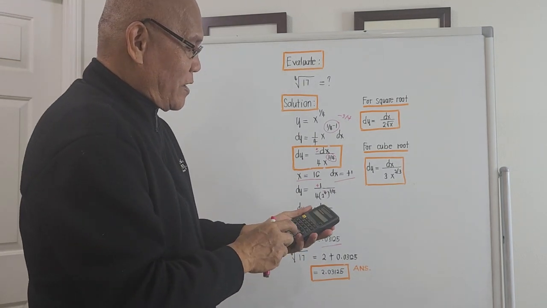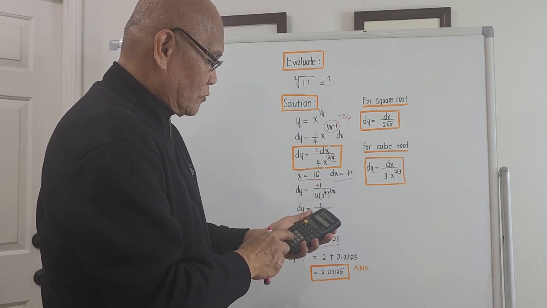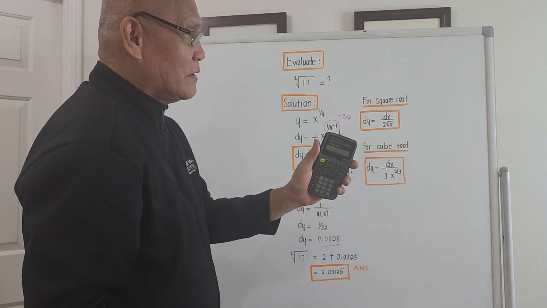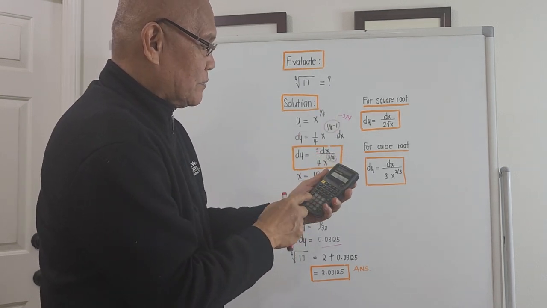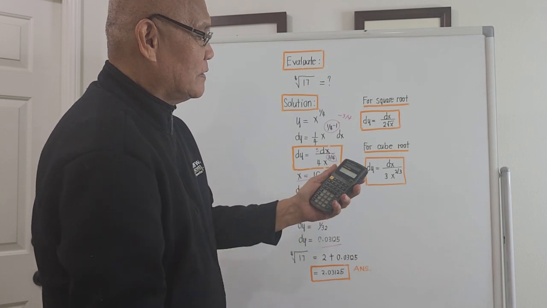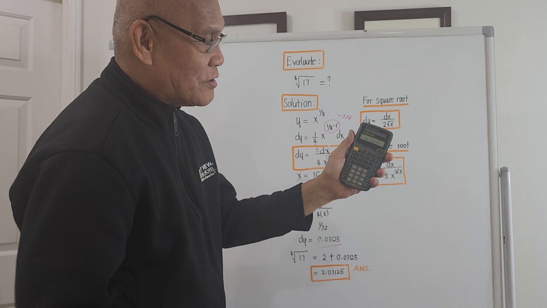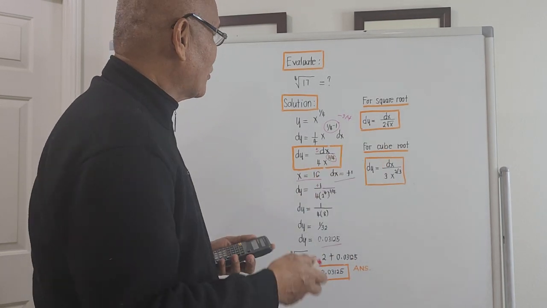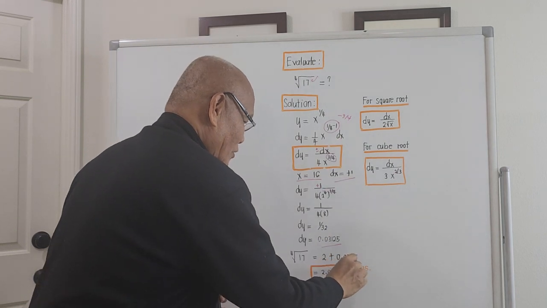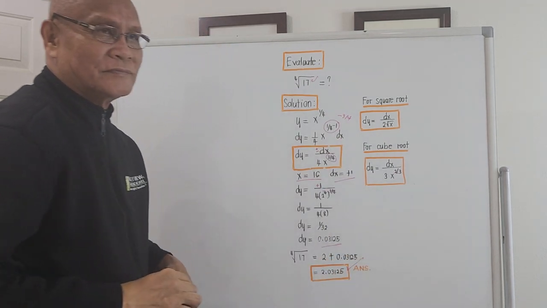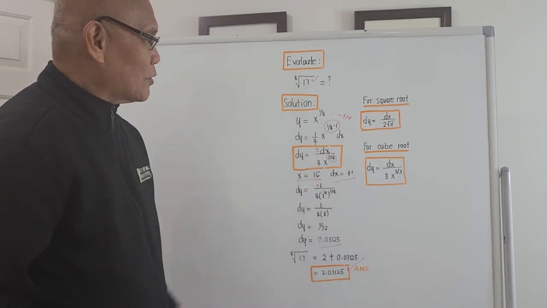So we could check this one. 2.03125. Okay? We raise that to the fourth power. The answer is actually 17.02, or this is almost 17. Okay? So this is correct. That's the way how to get a fourth root.